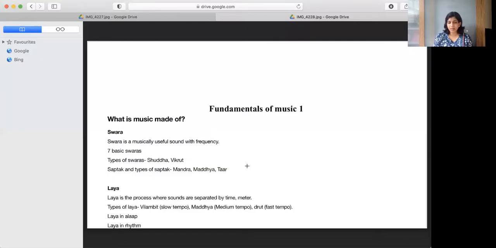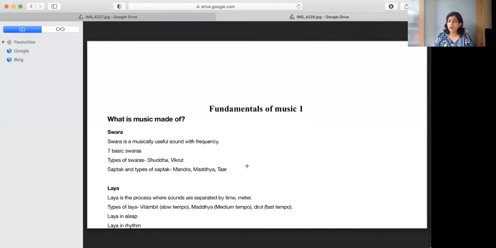We can only create something, build on laya and swara. We can only create taal, or we can create ragas, or we can create music based on these two elements. So that is why any kind of music is built on swara and laya. It cannot have one of these missing. Based on this, we will also discuss more phenomena that are used in Indian classical music, which are widely used. But we must remember that these two are the fundamentals of any kind of music.